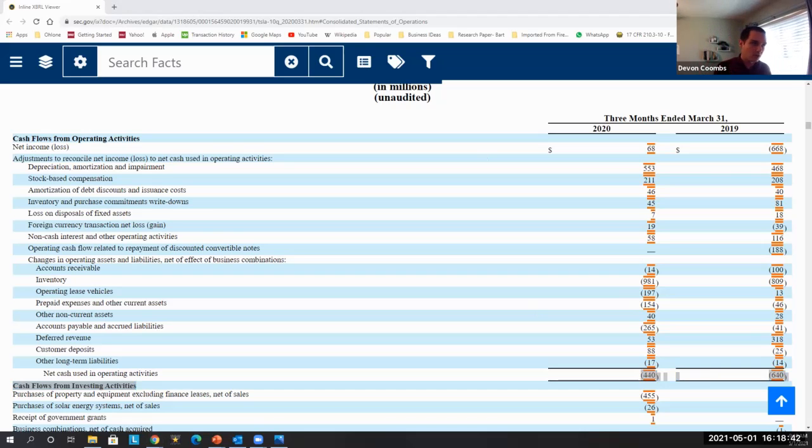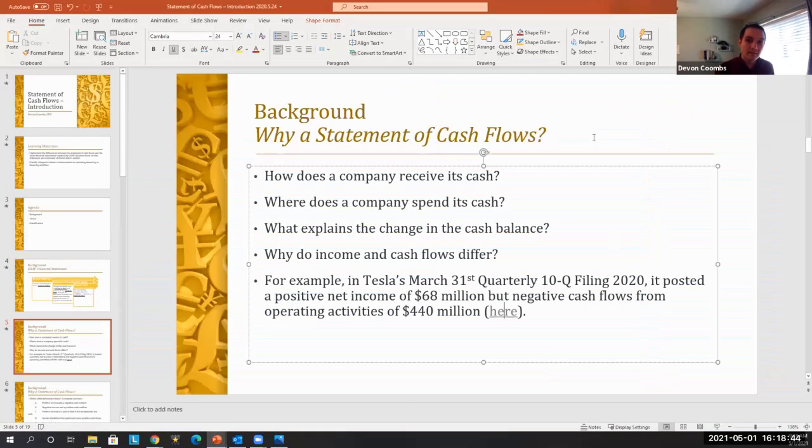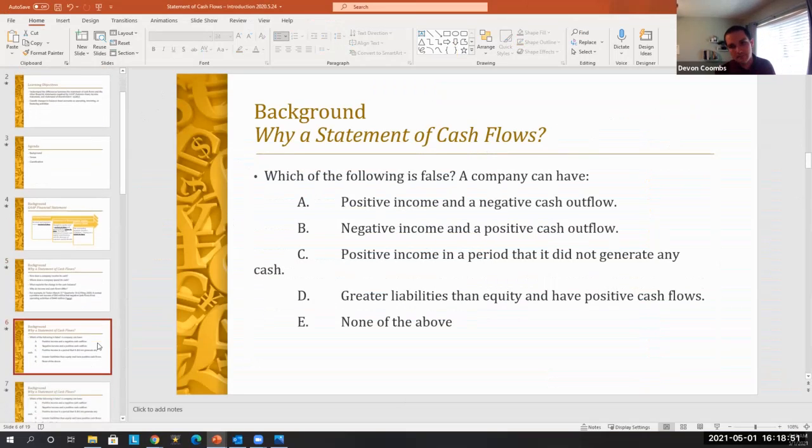And so that's where we can bring in our critical thinking. So that's the importance of the statement of cash flows. It really reconciles these differences and gives you as an investor some more clarity.